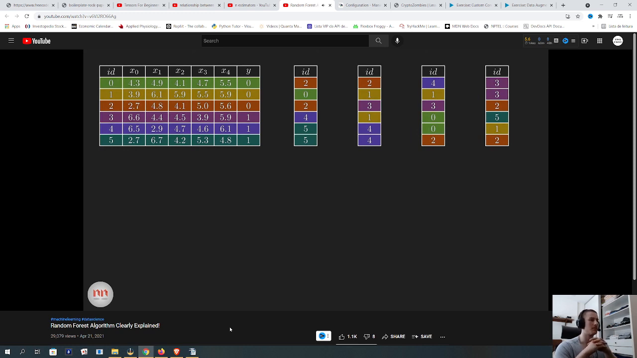Now we will train a decision tree on each of the bootstrap datasets independently. But here's a twist. We won't use every feature for training the trees. We will randomly select a subset of features for each tree and use only them for training. For example, in the first case, we will only use the features x0 and x1. Similarly, here are the subsets used for the remaining trees. Now that we have got the data and the feature subsets, let's build the trees.